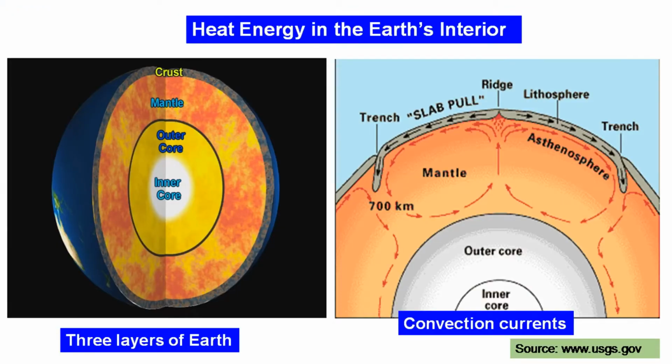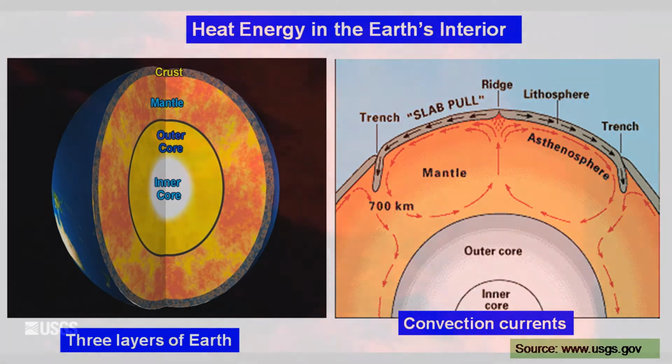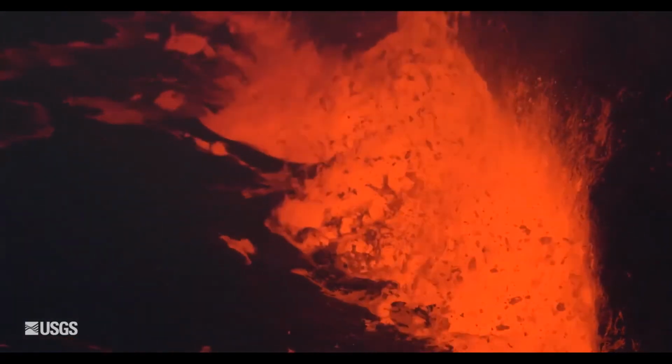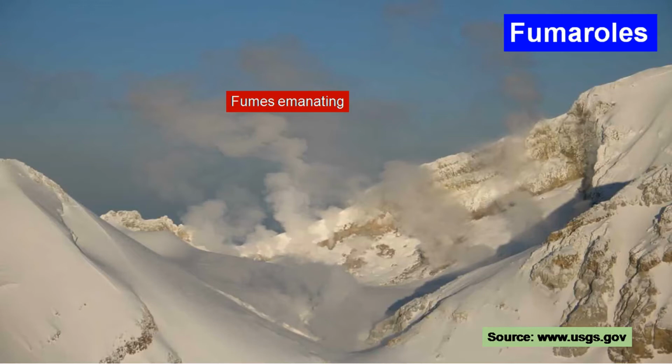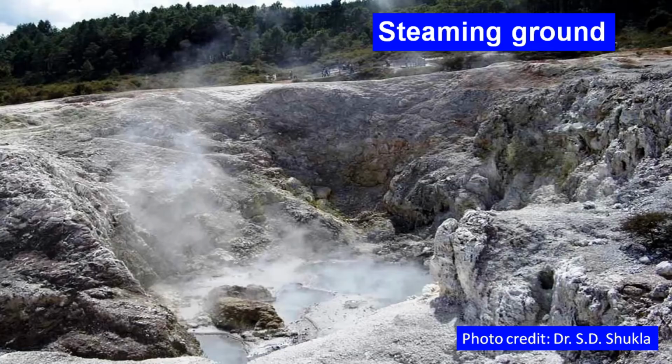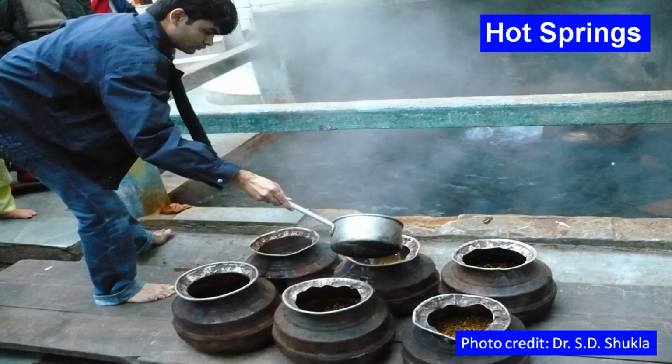Are you aware that there is the vast reservoir of heat energy in the Earth's interior which are manifested on the surface of the Earth in the form of volcanoes? Fumaroles, geysers, steaming ground, and hot springs.